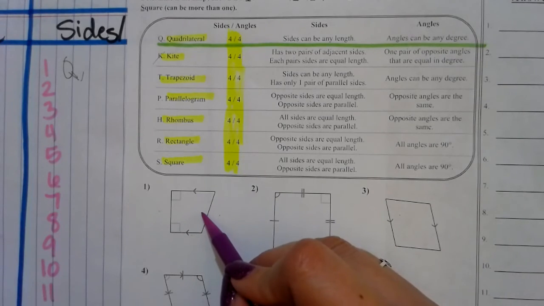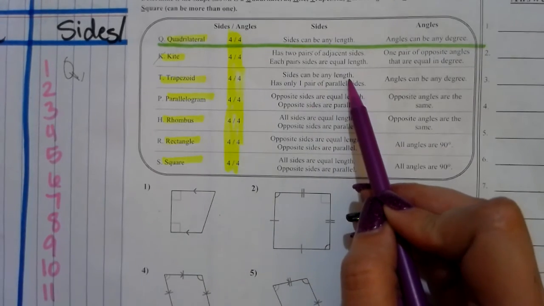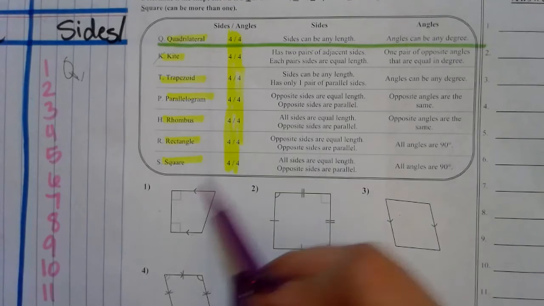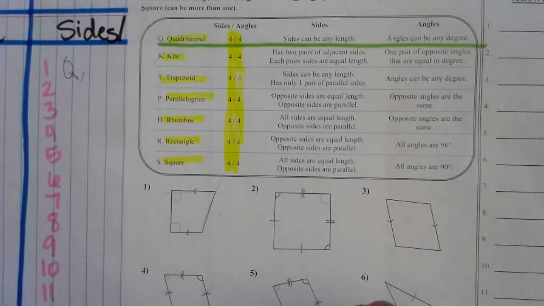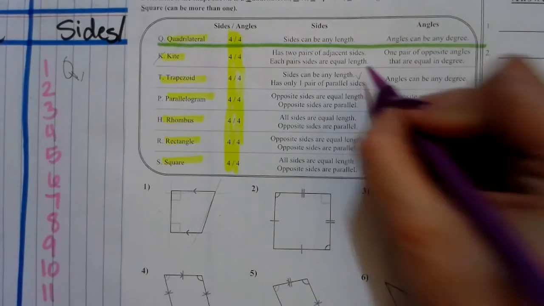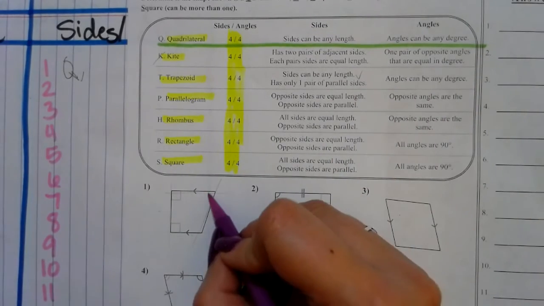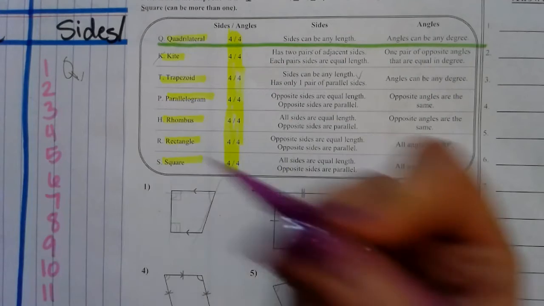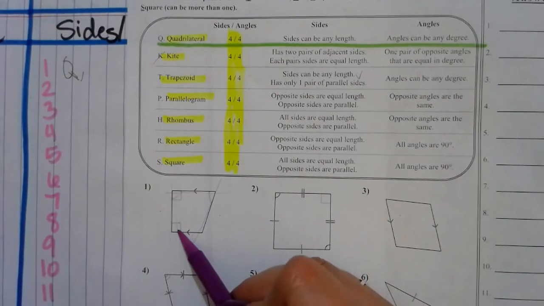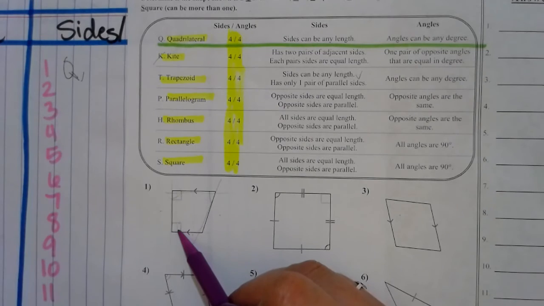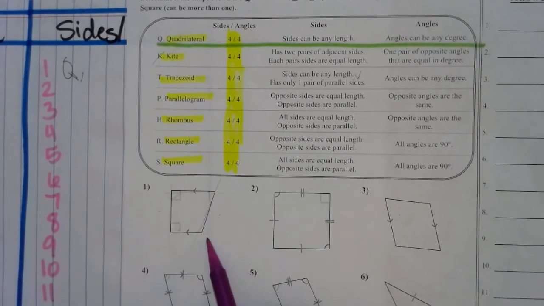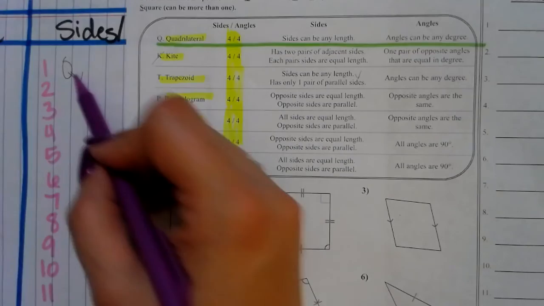Let's look at trapezoid. Sides can be any length. Has only 1 pair of parallel sides. Well, this is parallel. Problem is these are not. Okay, so it fits right there. Angles can be any degree. Well, they're any degree. These just happen to be right. So here's what I know is this is a trapezoid. Right here, it fits trapezoid. So I've got quadrilateral and a trapezoid.